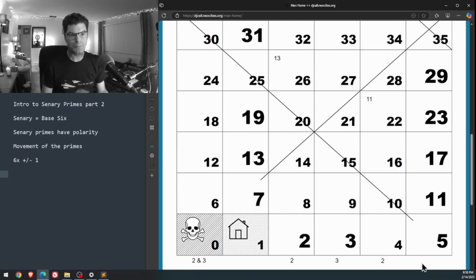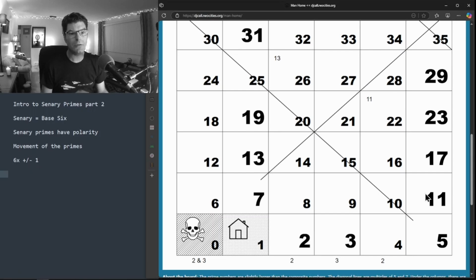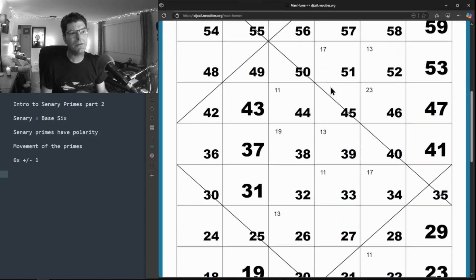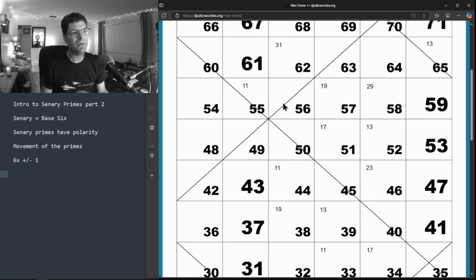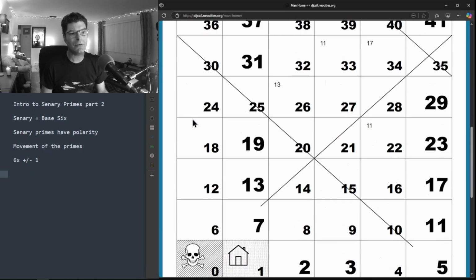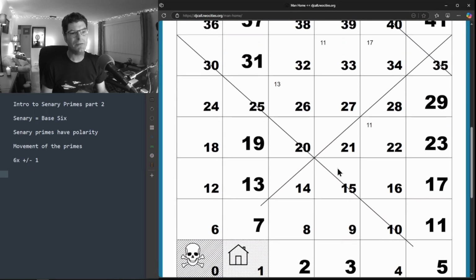Whereas 11 goes up 12 minus 1, up 12 minus 1, up 12 minus 1, up 12 minus 1, up 12 minus 1. So there goes 11 and 13.